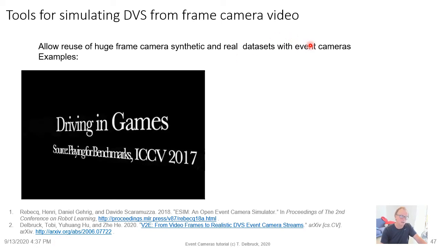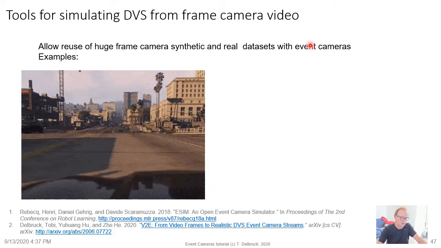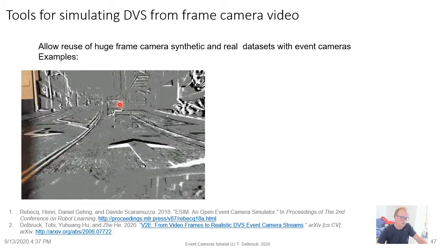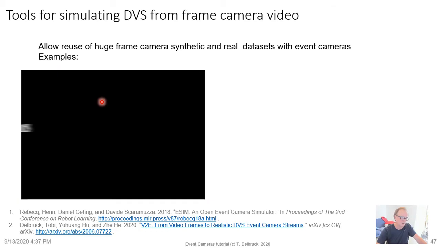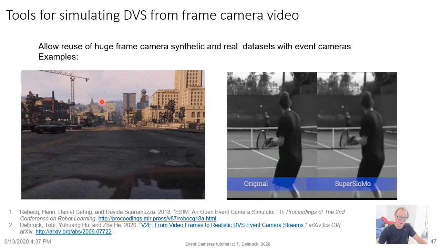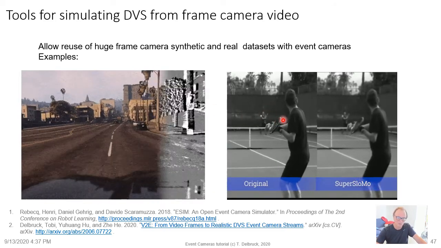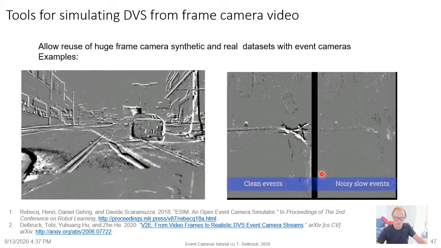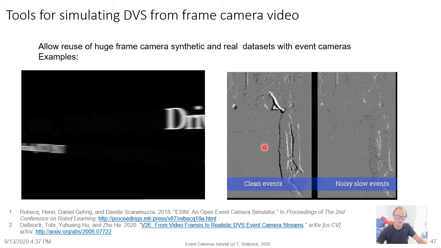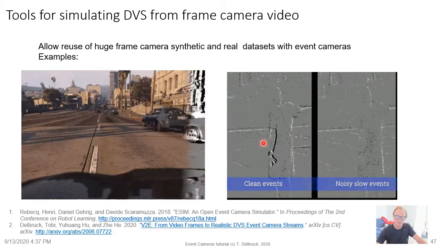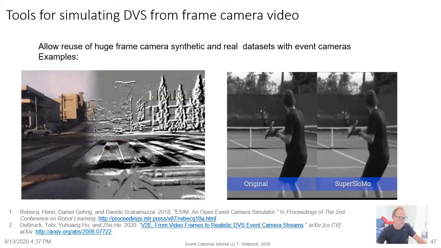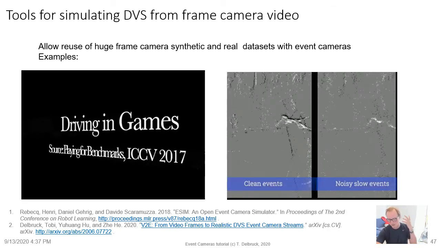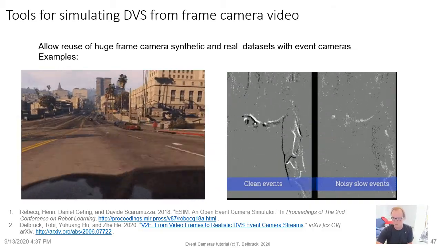For example, here is some fake video from a video game, and now here is the corresponding DVS data. And here is the original frame camera. It's slowed down by super slow-mo in V2E. And now here are the synthetic DVS events generated with a clean model and with a noise accurate, bandwidth limited, and noisy DVS output stream.